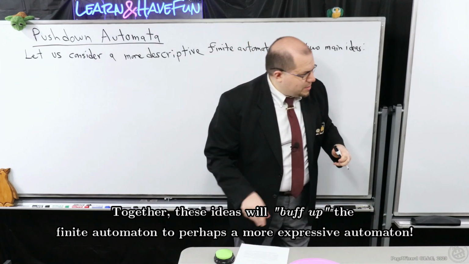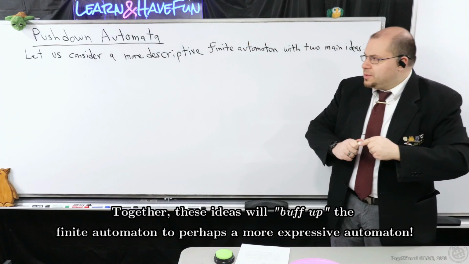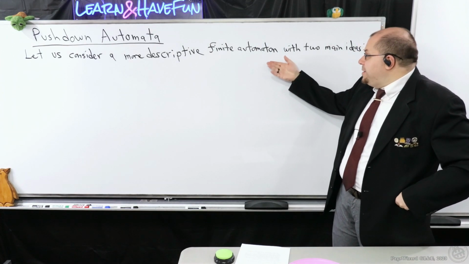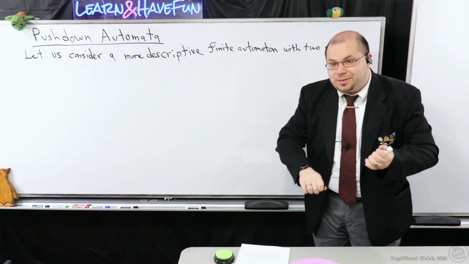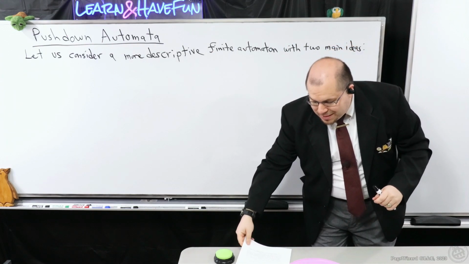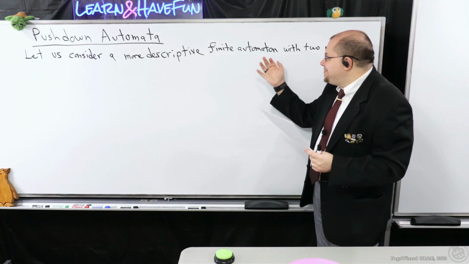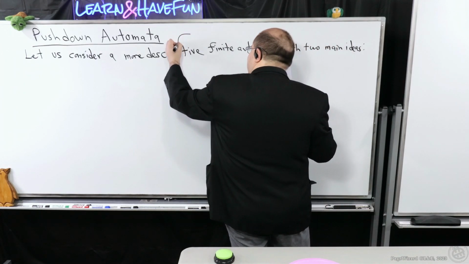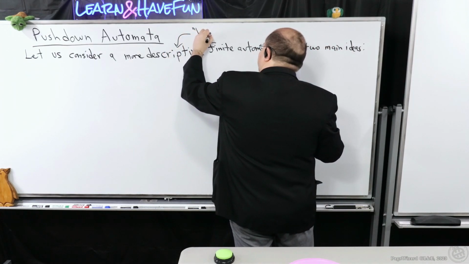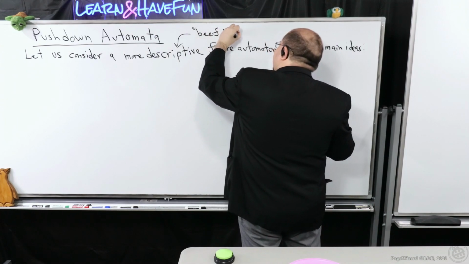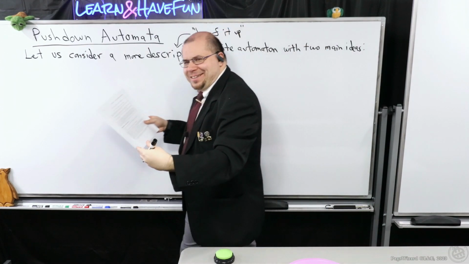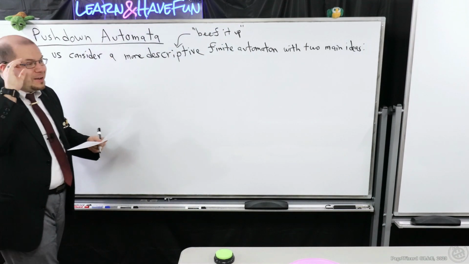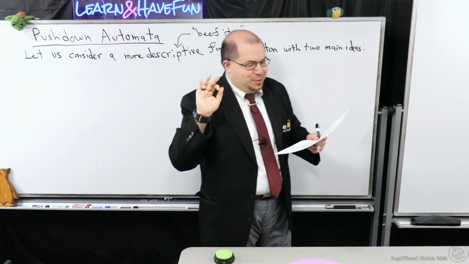So I'm just going to switch markers here. The two main ideas are, one, we know it's going to be involving a finite automaton. So this is going to use this aspect of a finite automaton, but we're going to add a couple more features to it. So we're going to beef it up. That's not a technical phrase, I just think it's fun. So I'm going to beef up the finite automaton by giving it the ability to remember things.